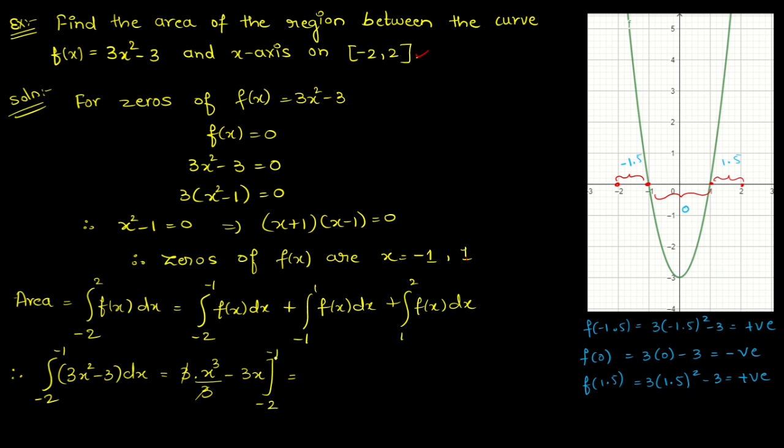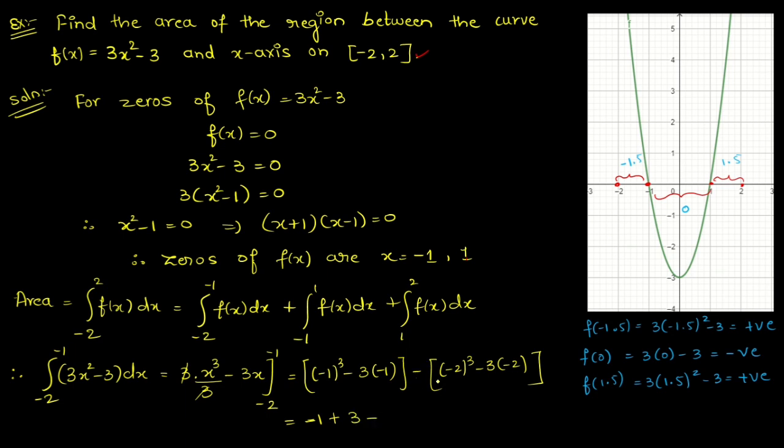So now applying the upper limit first. Upper limit is -1: (-1)³ minus 3 times -1. So upper limit minus the lower limit. What is the lower limit? The lower limit is -2. So it is (-2)³ minus 3 times -2, close the bracket. So (-1)³: a negative number raised to an odd power will always be negative. So it is -1 in this case. Minus of minus will be plus. It is plus 3.